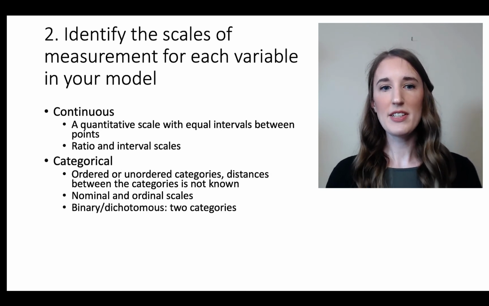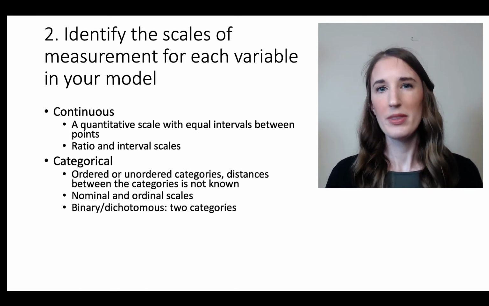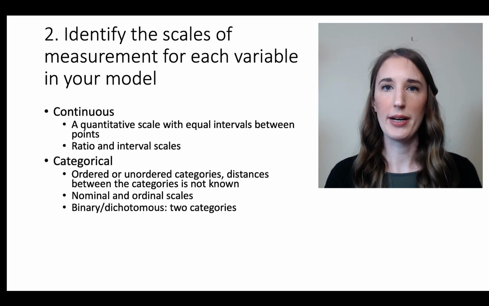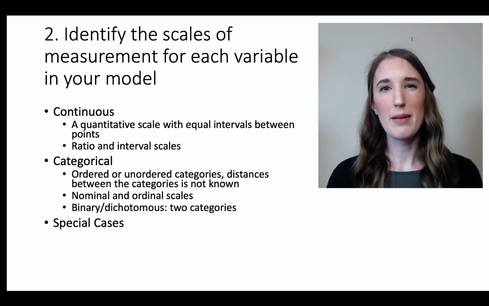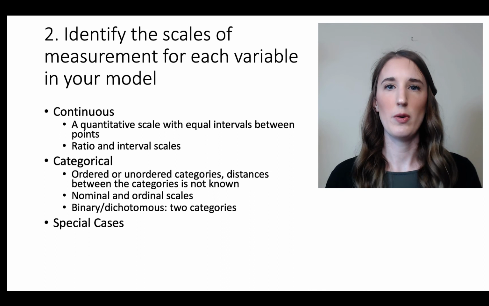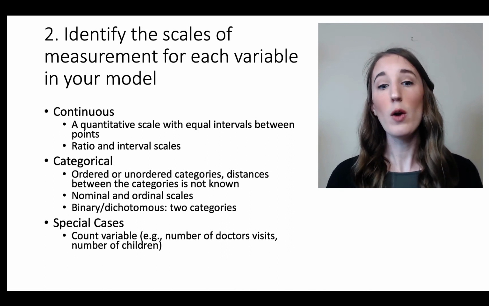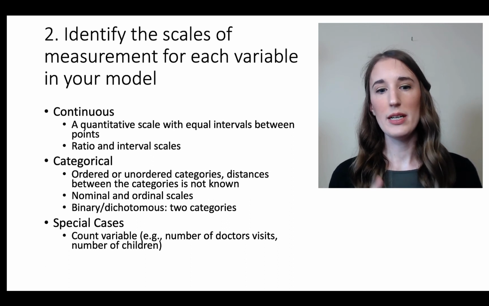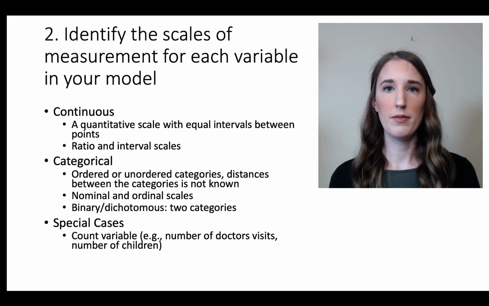And finally, you might have a special case of categorical variable called binary or dichotomous. This just means that there are 2 categories rather than 3 or more. Lastly, there are special types of variables that might not cleanly fit under either continuous or categorical. One example that might come up in your research is a count variable. This is where we're counting whole numbers. For example, the number of doctor visits in a year or the number of children that someone has. We often have to treat this in a special way in our statistical models.